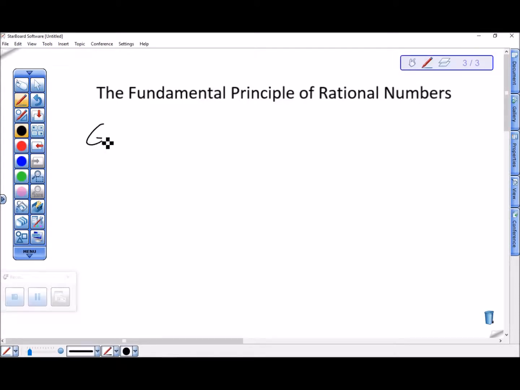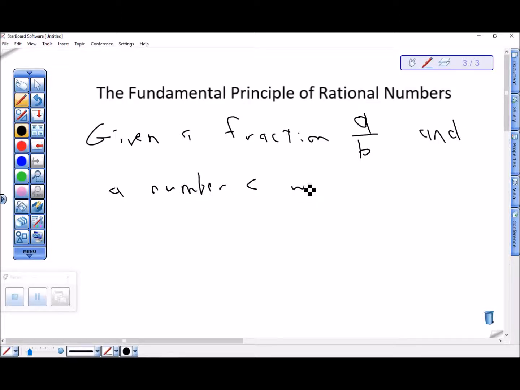So, given a fraction, say it looks like a divided by b. Now, this has to actually be a fraction, so b can't be equal to 0 here. And a number c, where c is not equal to 0, we have that a divided by b is the same as a times c divided by b times c.